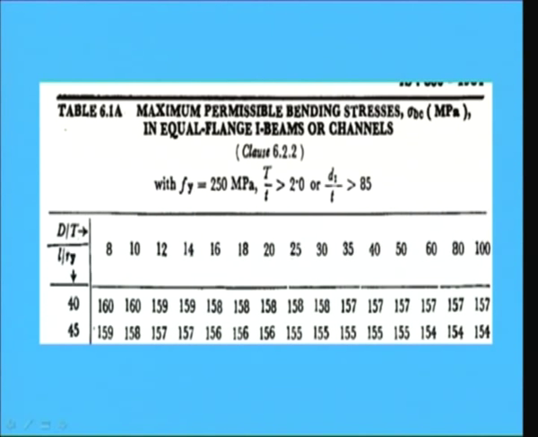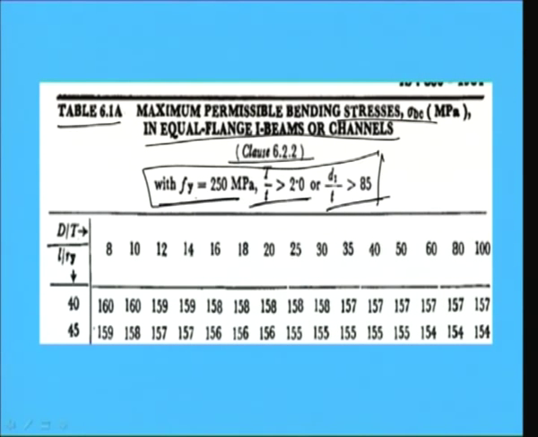You see here, I have shown just a sample table, which has been taken from IS 800-1984. This is table 6.1A. It is written, you see, maximum permissible bending stress in equal flange I beams or channels. This has been calculated as per clause 6.2.2. Right, and this is calculated for Fy equal to 250, T by t greater than 2 and d1 by t greater than 85. So, on this condition the value has been calculated.